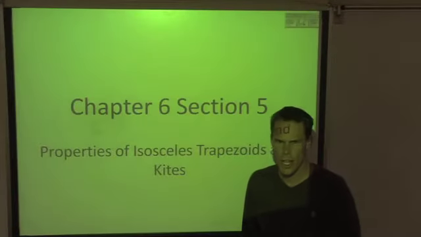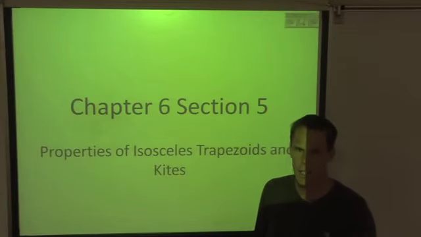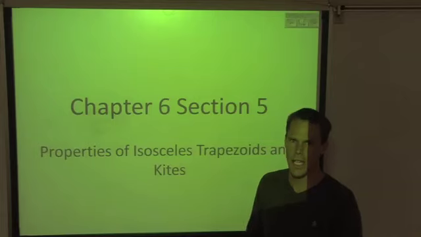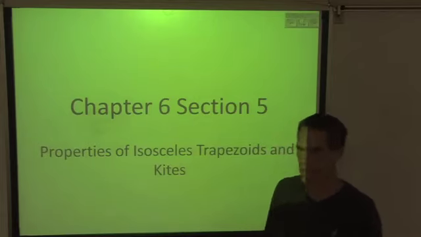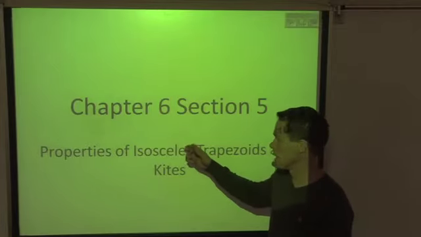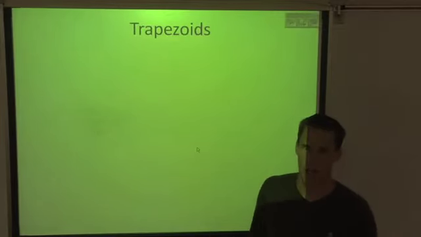This video is for Chapter 6, Section 5. It's all about trapezoids and kites, and more specifically isosceles trapezoids, and the properties that we'll find. Let's get started. First, we're going to start with trapezoids.